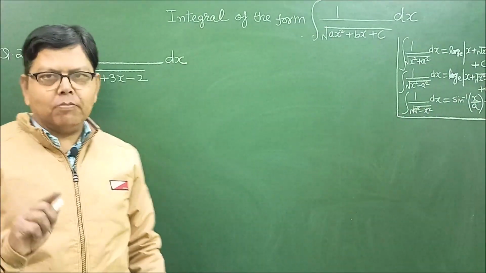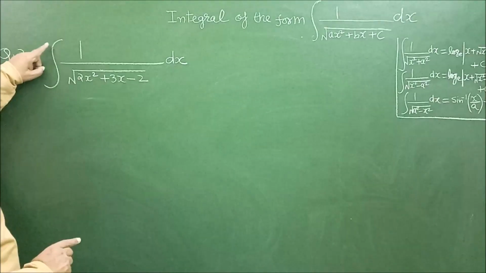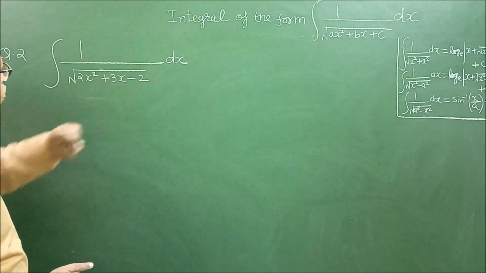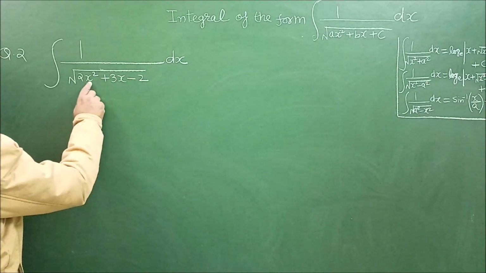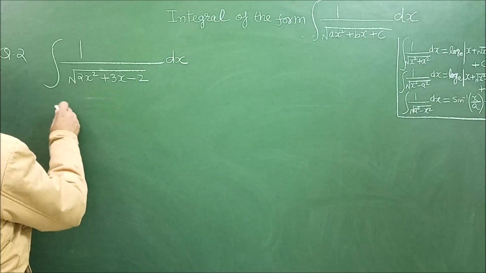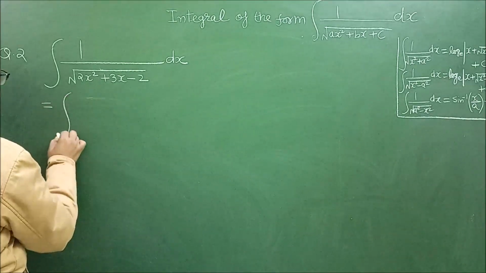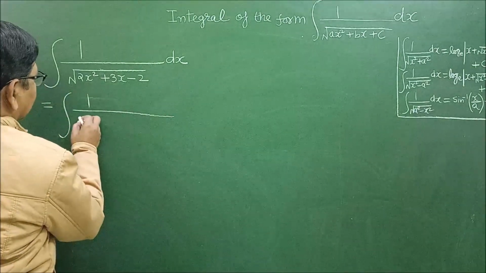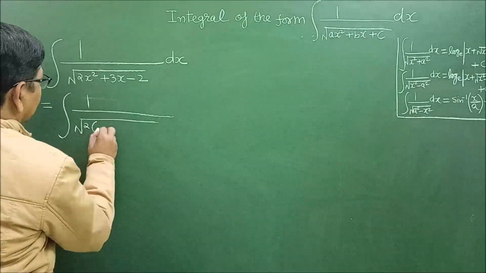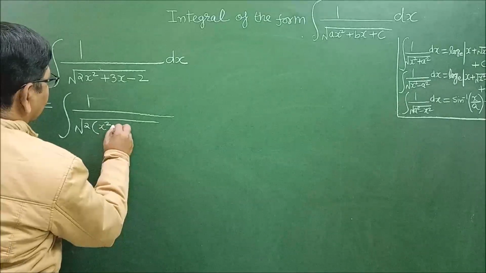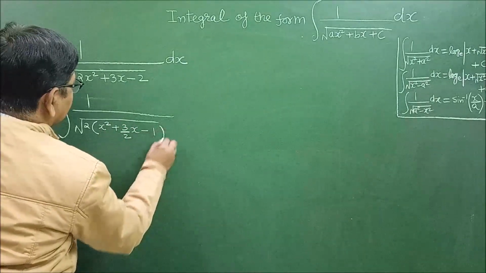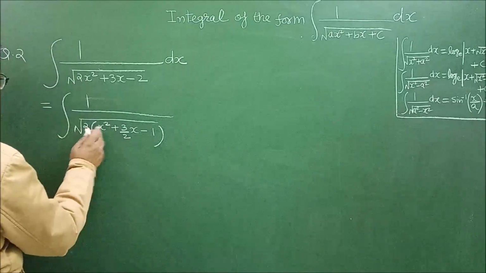Next question, question number 2. Find the integral of 1/√(2x² + 3x − 2) dx. Here the coefficient of x² is 2. So first let us make it 1. So taking 2 common in the denominator, this denominator reduces to x² + 3/2 x − 1, dividing by 2, or taking 2 common.